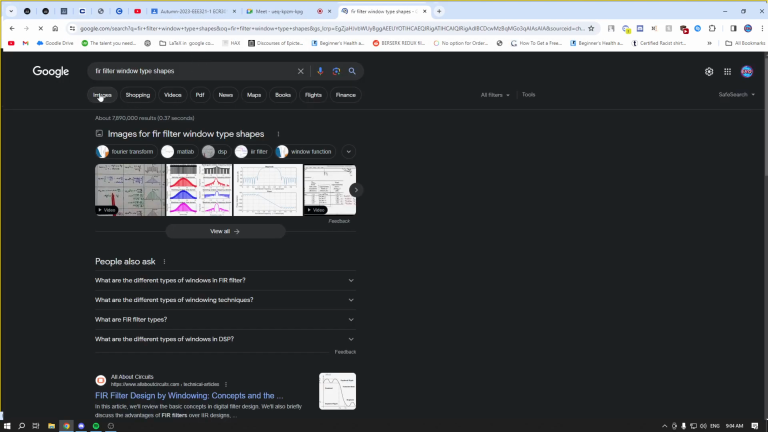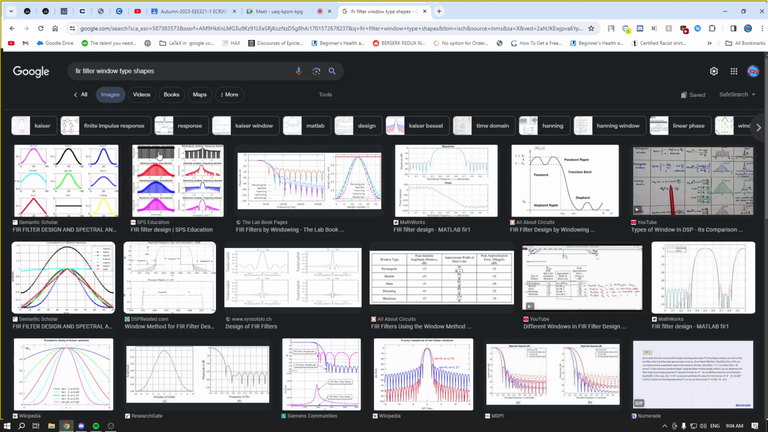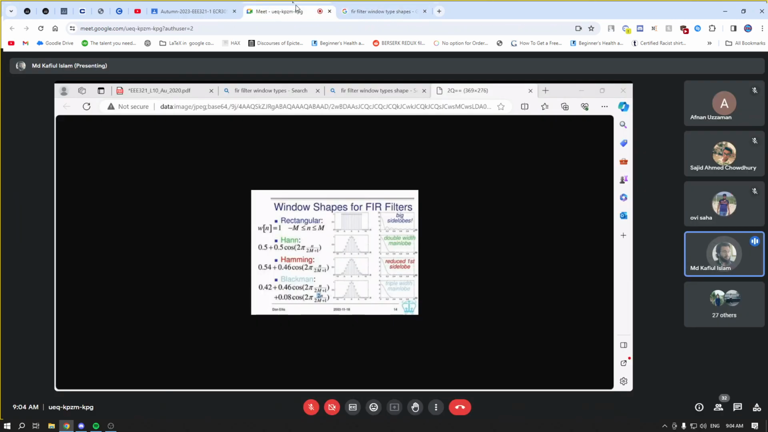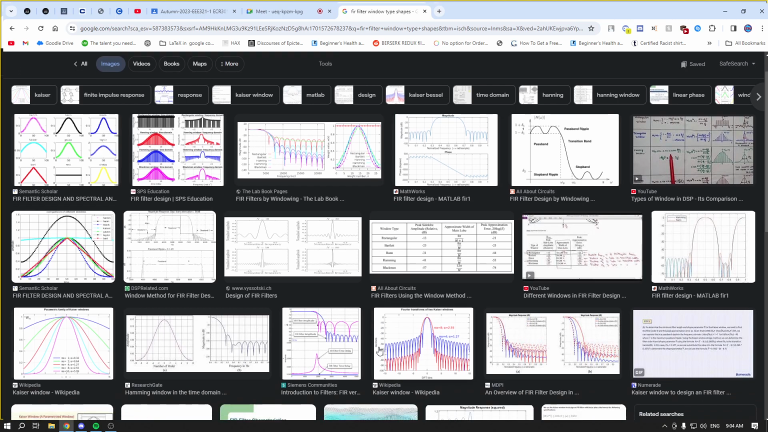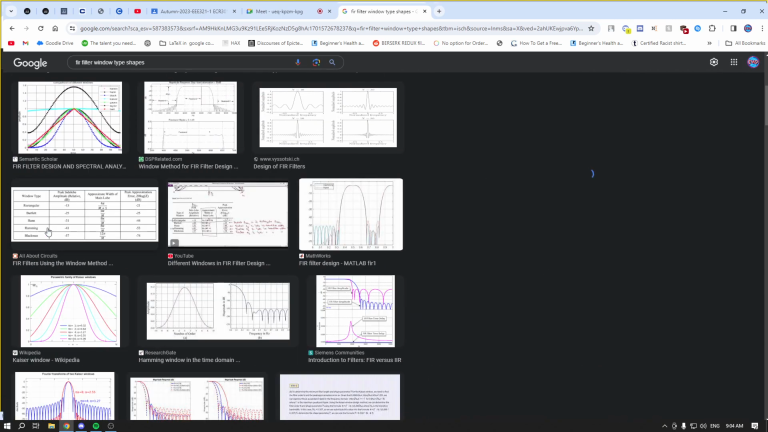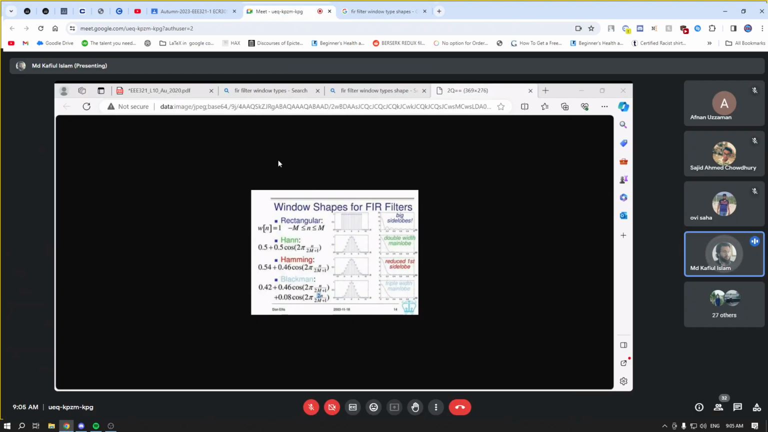Can you see the different window types? Rectangular, Hann, Hamming, and Blackman window. Yes? So you can see that rectangular is actually very different from the others, right? Hann, Hamming, and Blackman almost look very similar, but they have differences.